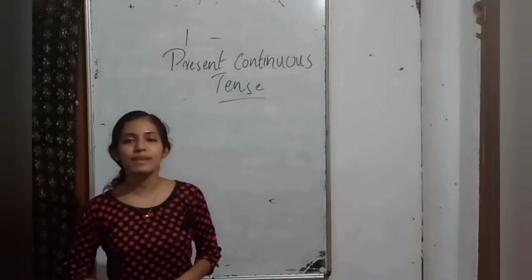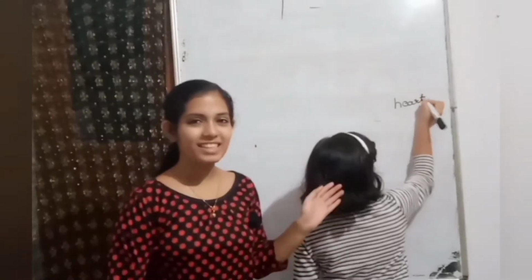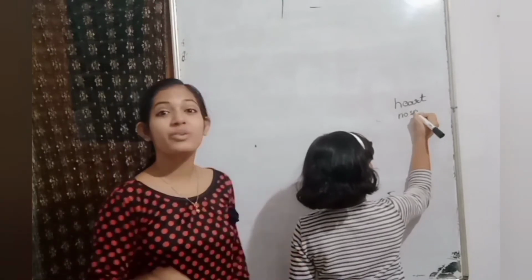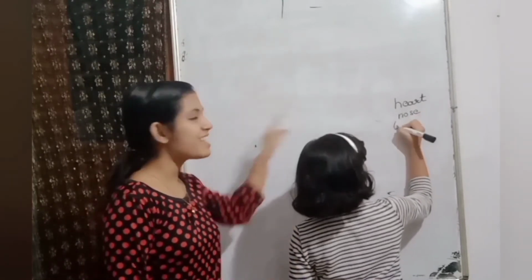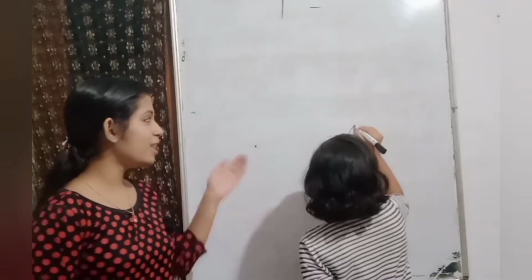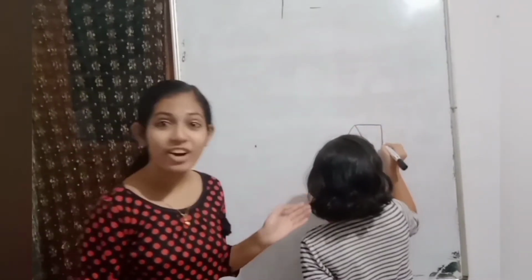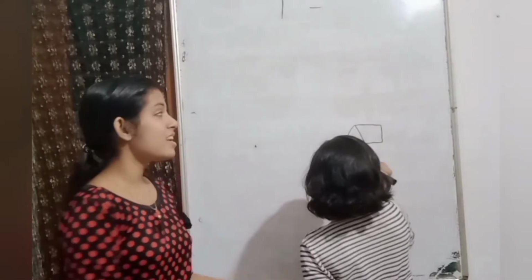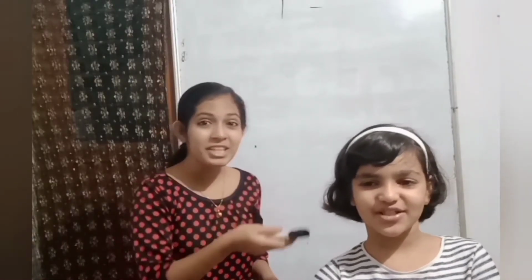Now let's see some examples. Look, a small cute girl. What is she doing? She is writing. She is writing on the board. Look, she is drawing. What is she doing now? She is drawing shapes. What is she doing now?